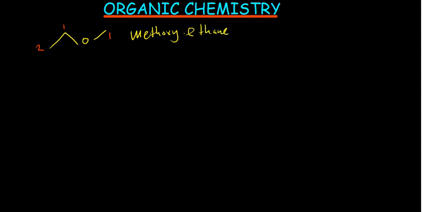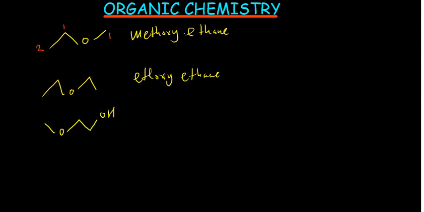What is the name of this one? And how do we name this one? We can see this one has got 2 carbons, and the other one has got 2 carbons. So this is going to be ethoxyethane. As simple as that.